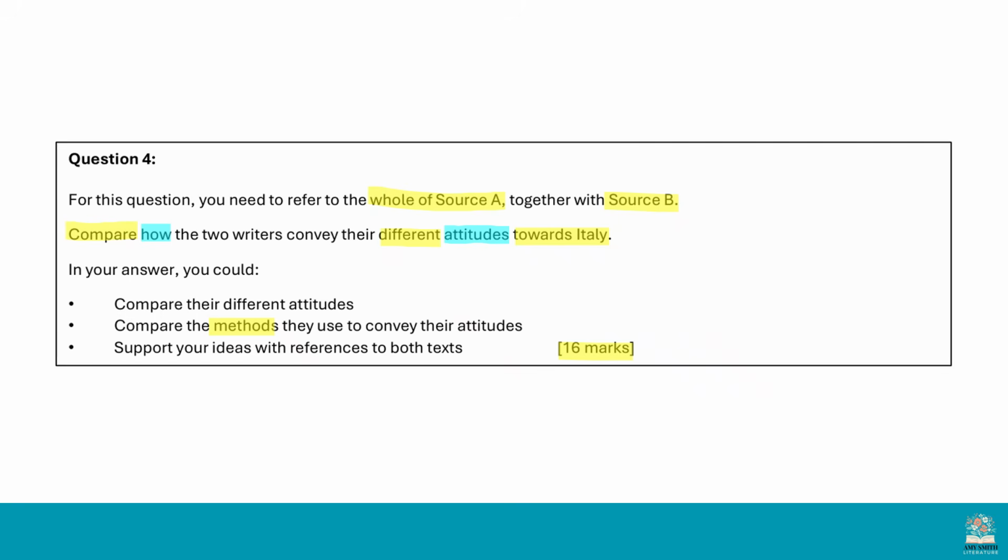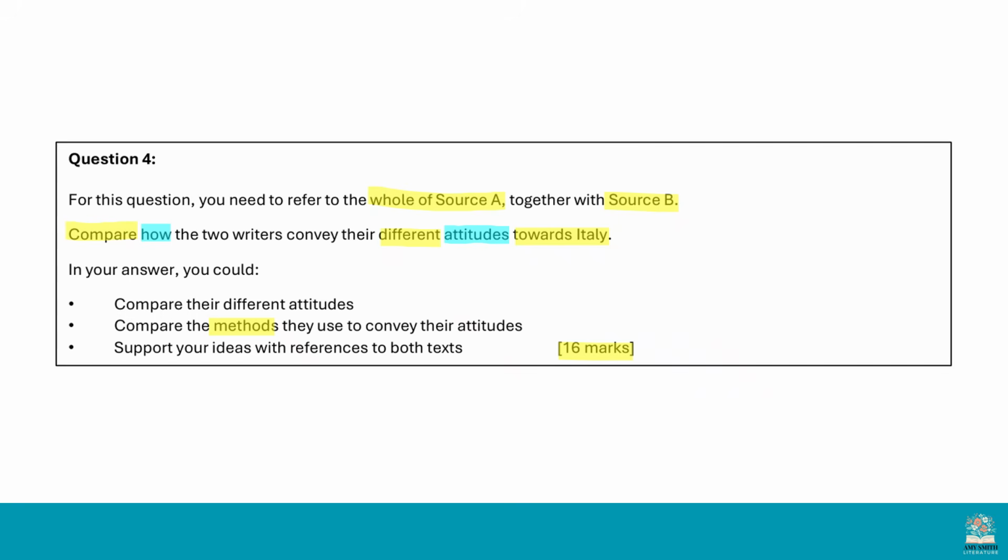Okay, question 4 is a really complicated one, so we need to make sure we take this question step by step and really carefully tick off all of the keywords in the question. So the question says you need to refer to the whole of source A together with source B. So the examiner is expecting quite a lot of coverage of both sources. You've got to write about both of them as well. It then tells you to compare.